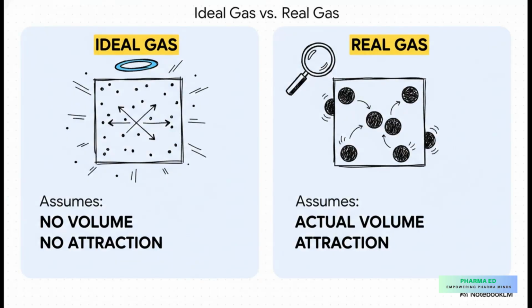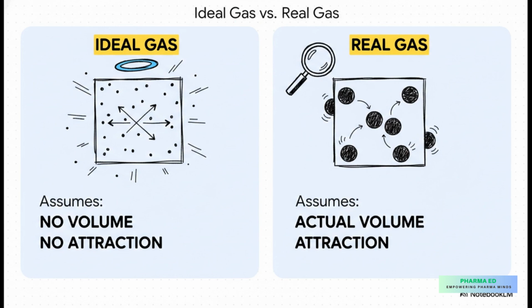So, where does it go wrong? Well, the ideal gas law makes two pretty huge and kind of false assumptions. First, it pretends gas molecules are just these tiny, zero-volume dots. And second, it pretends they don't attract each other at all. But in reality, molecules take up space and they're always pulling on each other.